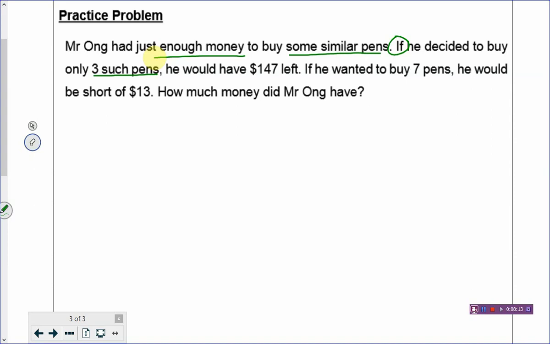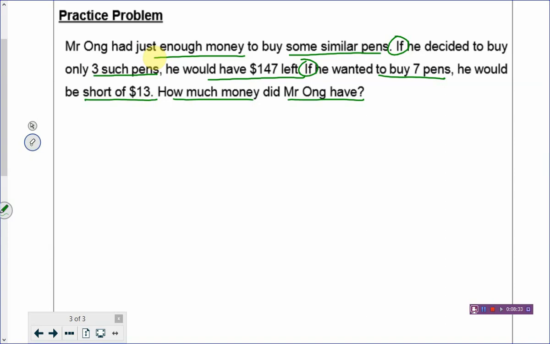So if he decided to buy only 3 pens, he will have $147 left. That is the excess. If he wanted to buy 7 pens, he will be short of $13. So that's the shortage. So how much money did Mr. Ong have? Remember, if you see the "if", it means that it didn't happen.